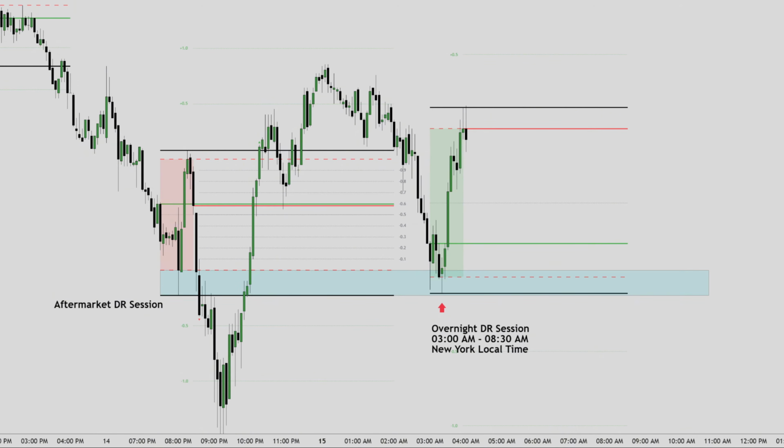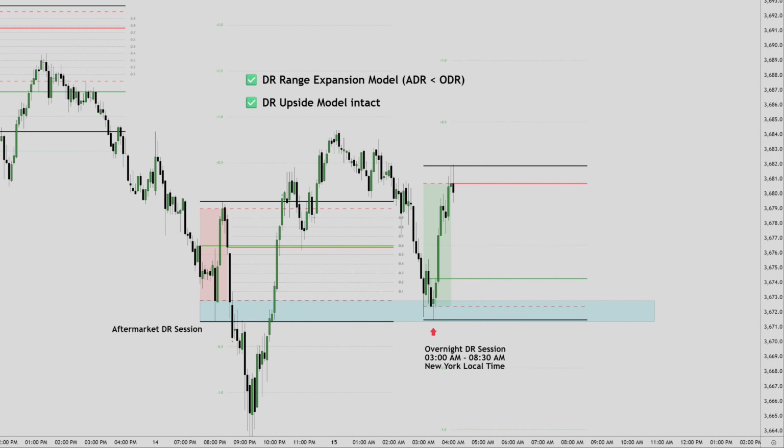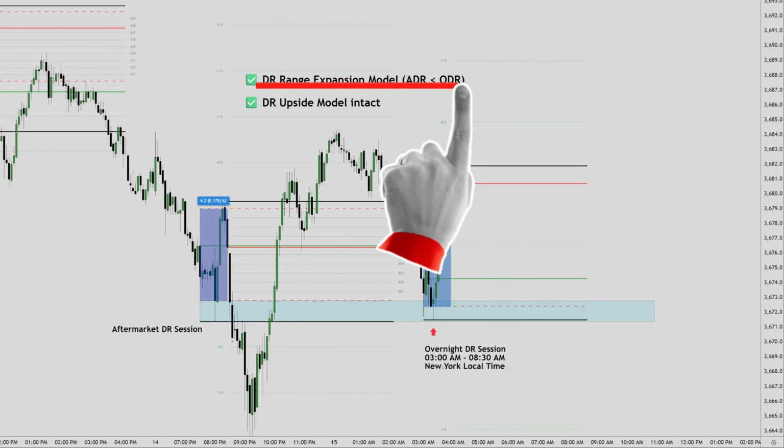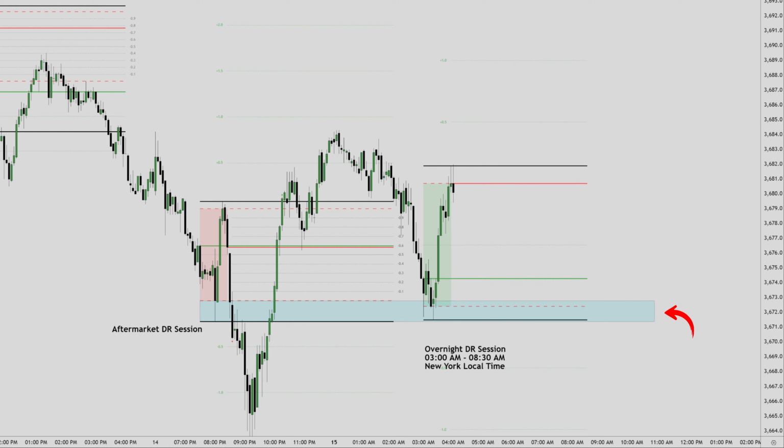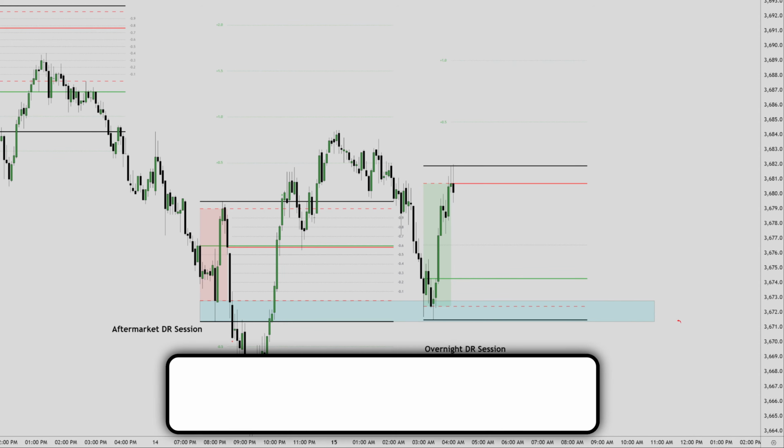The aftermarket session lows are respected. The DR upside model remains intact. Measuring lowest to highest 5-minute closes within the first hour, each range expands its previous DR, confirming a DR range expansion model. Together, these models paint one message: high probability for upside continuation. And that statement remains valid unless the overnight session violates the aftermarket lows or flips into a confirmed short.